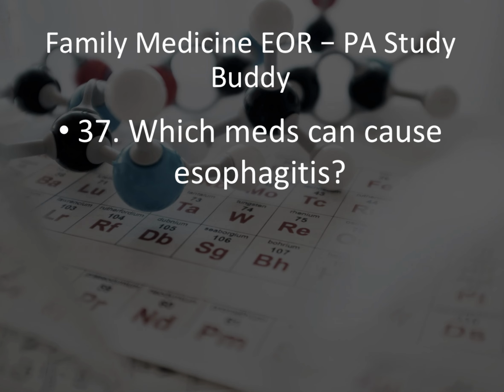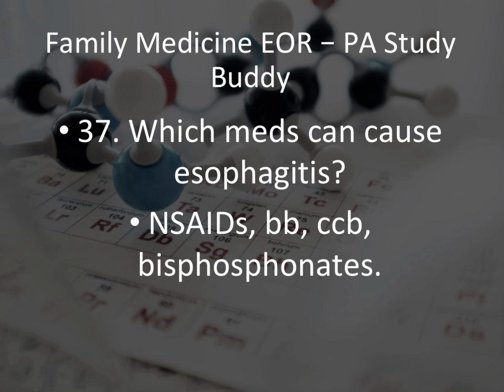So question 37, which meds can cause esophagitis? That would be NSAIDs, beta blockers, calcium channel blockers, and bisphosphonates. So they're going to give you a stem, and they're going to say which one of the following medications. They'll list 3 of these, and then they'll add something else and say which one of these is not a cause of esophagitis. Or they can ask you for only one of these and list 3 other types of medications and throw in a beta blocker, and they'll be asking which one of these is a cause of esophagitis. So know that NSAIDs, beta blockers, calcium channel blockers, and bisphosphonates can all cause esophagitis.